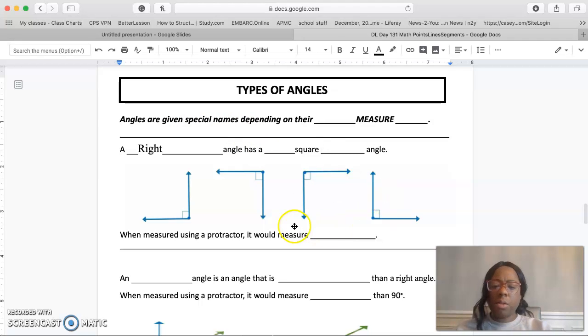So what do I mean by that? If we take a look right here, we can see that there's a square in the inside of the angle. Now that's an indicator that you're looking at a right angle. When measured using a protractor, it would measure 90 degrees.